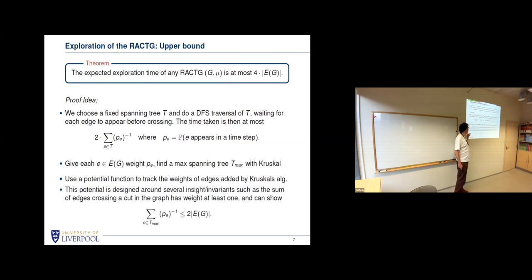Yeah, so you have to design this potential function around several insights and invariants. One of them is that the sum of weights of edges crossing a cut is at least 1. So why does this hold? Well, if you have a cut and the sum of weights crossing it is less than 1, then there is some positive probability that you sample a tree where there are no edges going between these two sides, and so it wouldn't be a spanning tree.